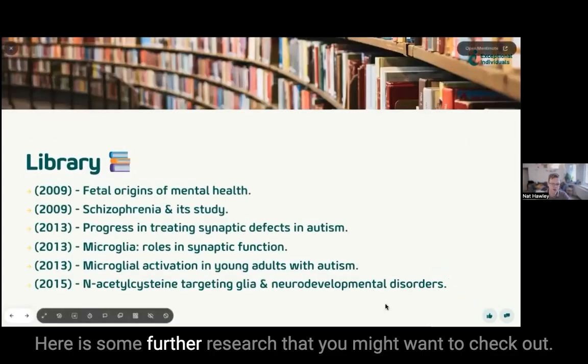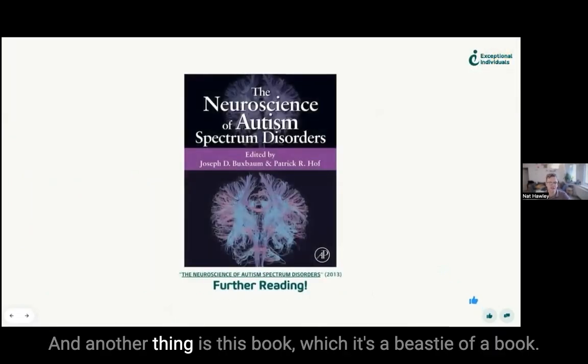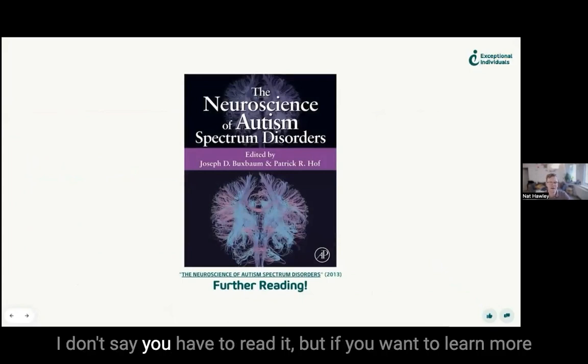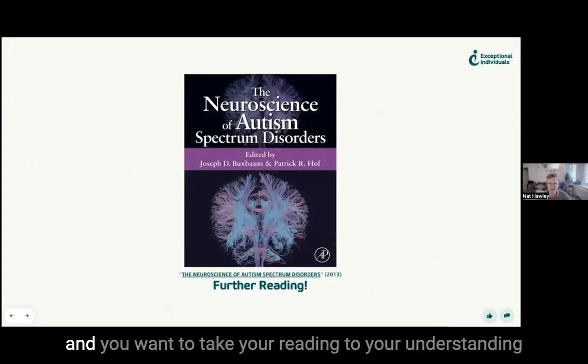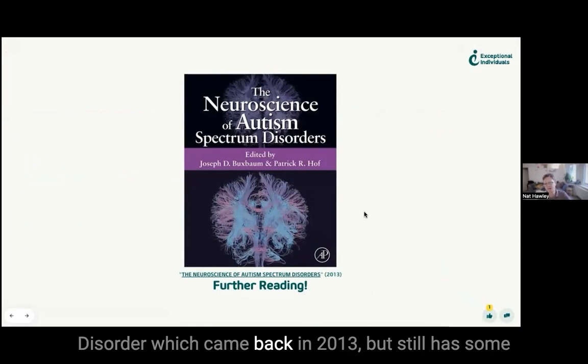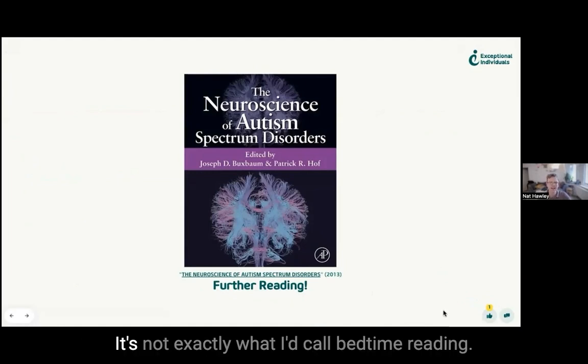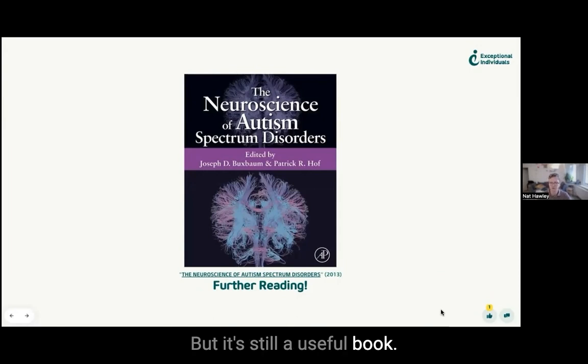Here is some further research that you might want to check out. If you want further details on these, just get in contact. And another thing is this book, which it's a beastie of a book. I don't say you have to read it, but if you want to learn more and you want to take your reading to your understanding to the next level, The Neuroscience of Autism Spectrum Disorder, which came back in 2013, but still has some really interesting gems, is definitely worth checking out. It's not exactly what I'd call bedtime reading, but it's still a useful book.